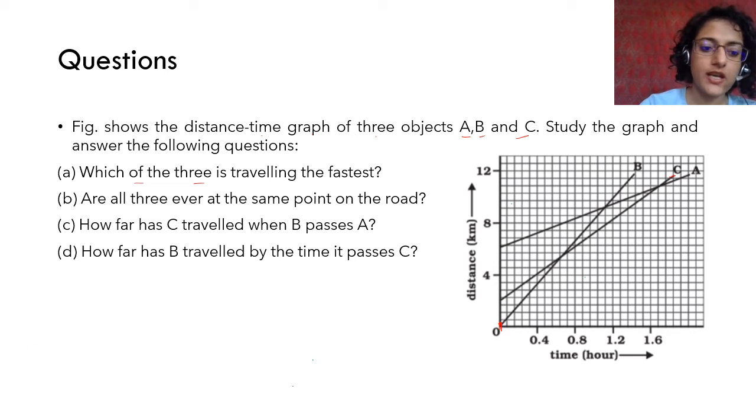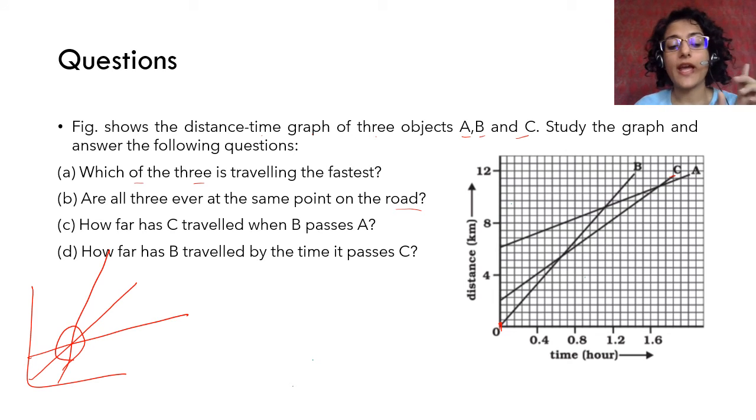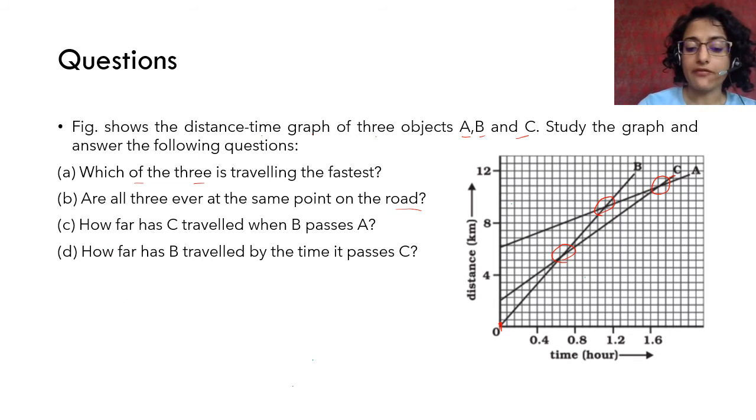The second question is, are all three ever at the same point on the road? No. Why are they not? If the graph had intersected, अगर इन्होंने कभी intersect किया होता ऐसा, then maybe they would have been at the same point, but they have not intersected at all. इन्होंने intersect किया है, इन्होंने किया है और इन्होंने किया है, but तीनों ने three of them have never intersected. The three lines have never intersected. Therefore, we say that they have never been on the same point on the road at the same time.